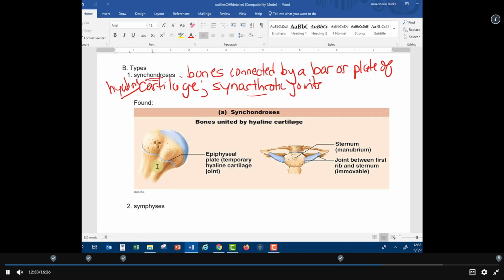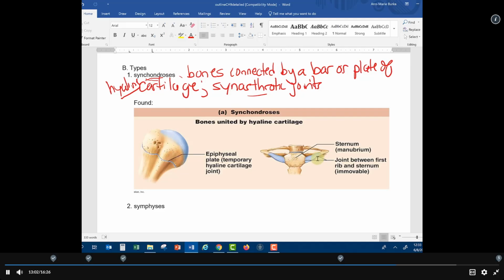Here are two examples of synchondroses. Here we have a wedge of hyaline cartilage. So this is a wedge, a bar or a plate, and it's called the epiphyseal plate. You remember learning about this in chapter 6. This is only found in children, so it's temporary, because remember, it eventually turns to bone, and then it's called the epiphyseal line. Synarthrotic, no movement.